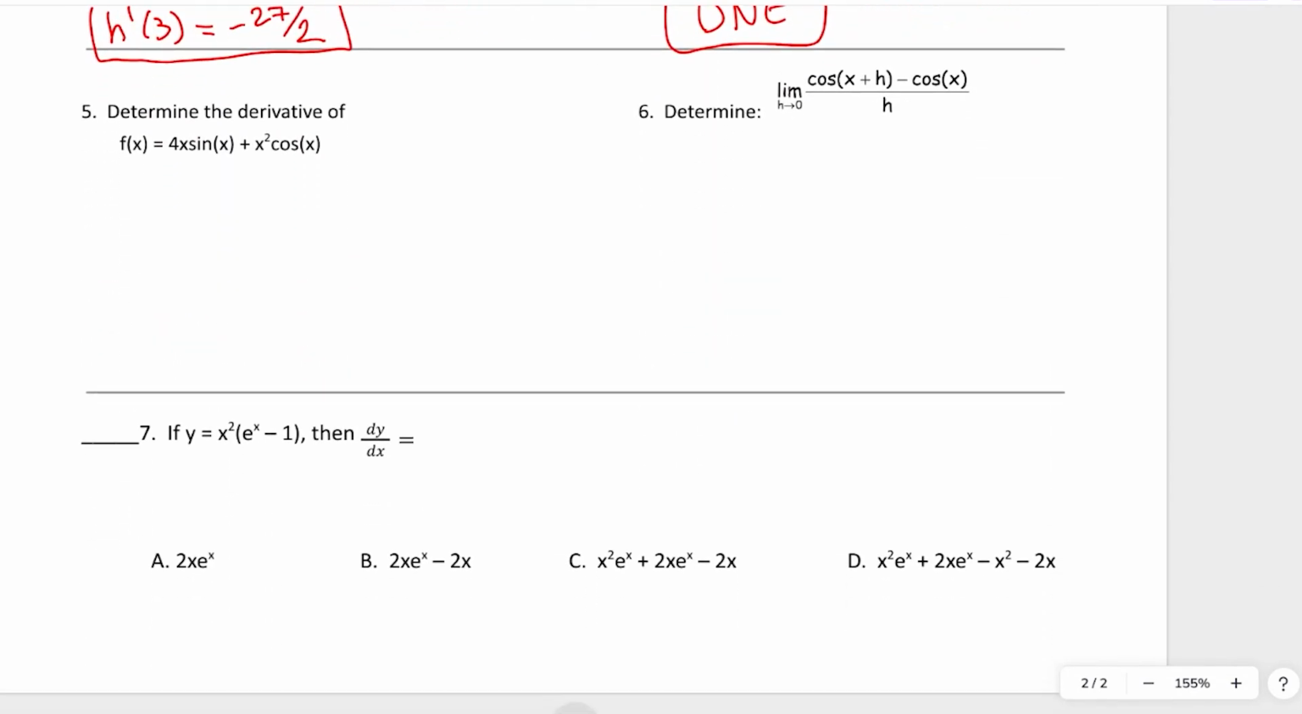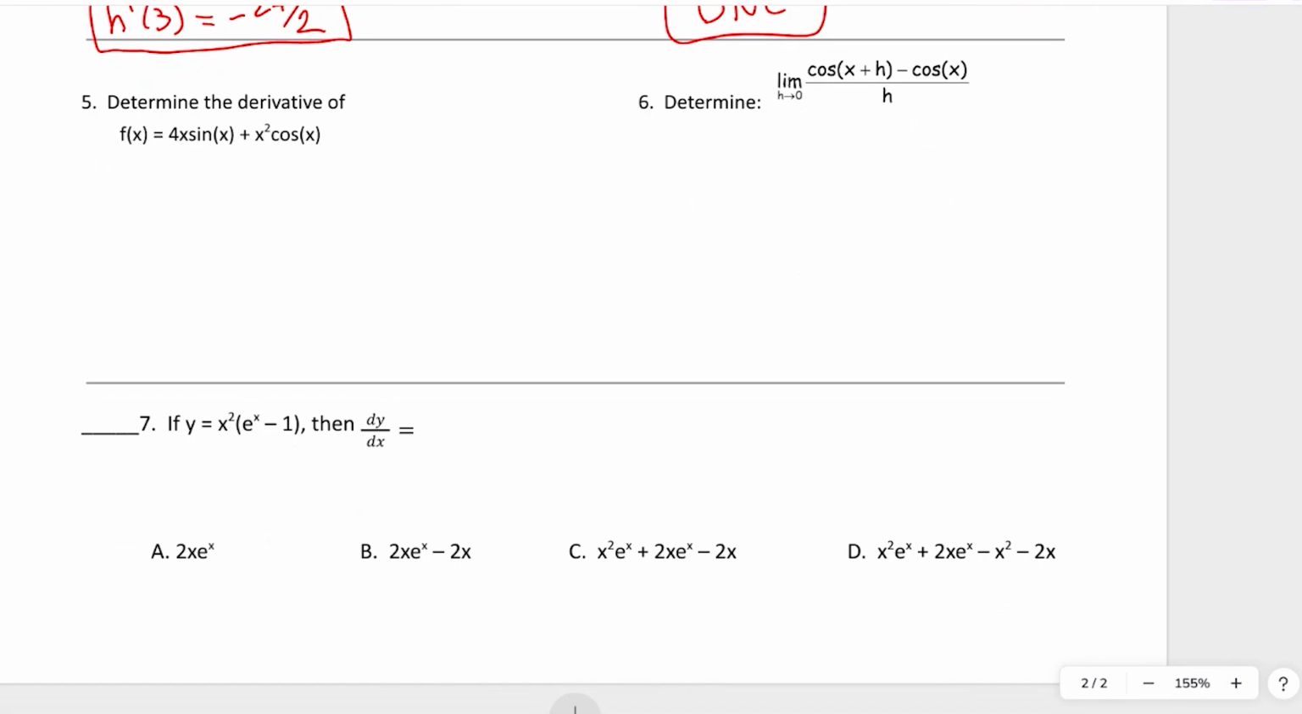Okay, we only got a couple questions here left. Number 5, just another case of using the product rule, but we're actually going to have to use it twice. Because we've got a product here with 4x being the first function and sine x being the second function. And then we got another product where x squared is the first function, cosine x is the second function. So we'll just kind of go slowly here and find one little derivative at a time.